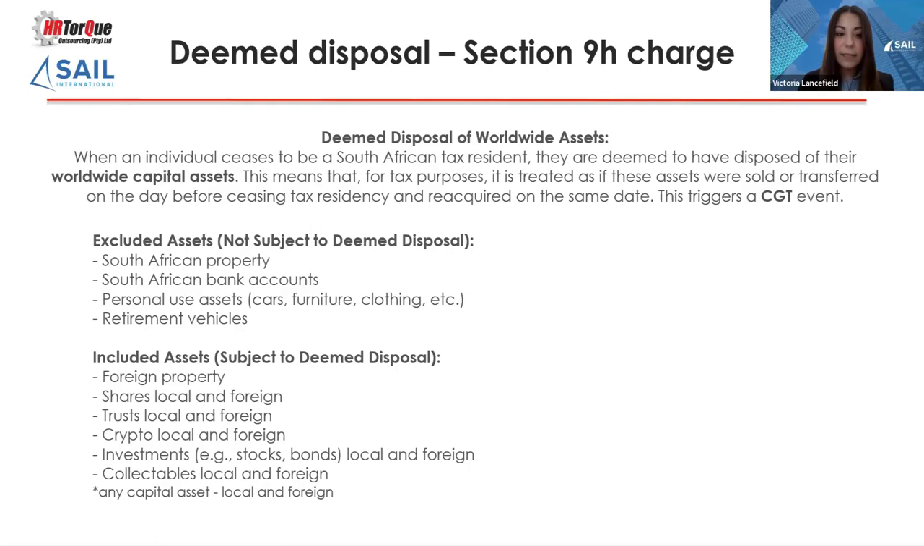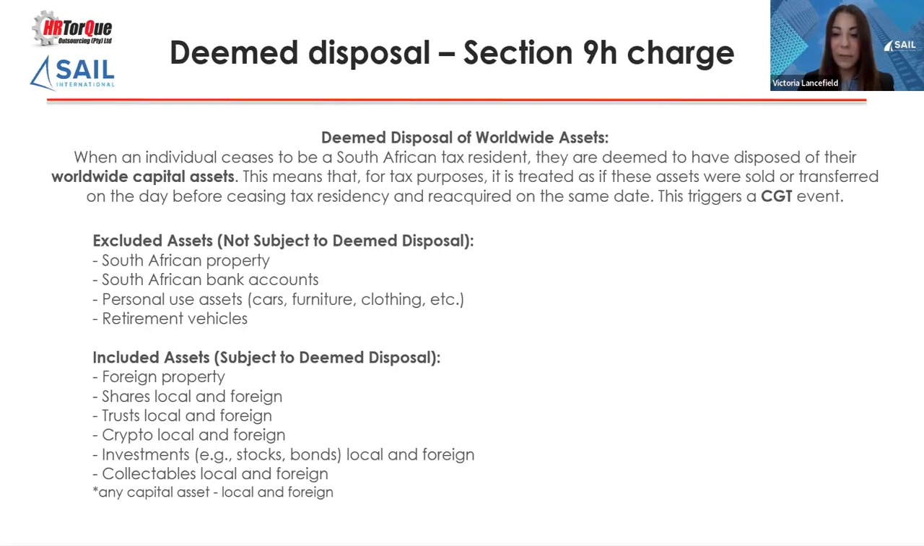Any trusts, again local and foreign. Crypto, any kind of currency like that. Any investments, stocks, bonds, any collectibles. And again, I keep harping on this, but it is all local and foreign, all global tax assets. People seem to confuse it and assume it's just my South African stuff. It's not. Remember, when you're tax resident, it is your worldwide income and assets that get considered by SARS. They have the right to that. So it is any capital assets, and we do get some strange ones.